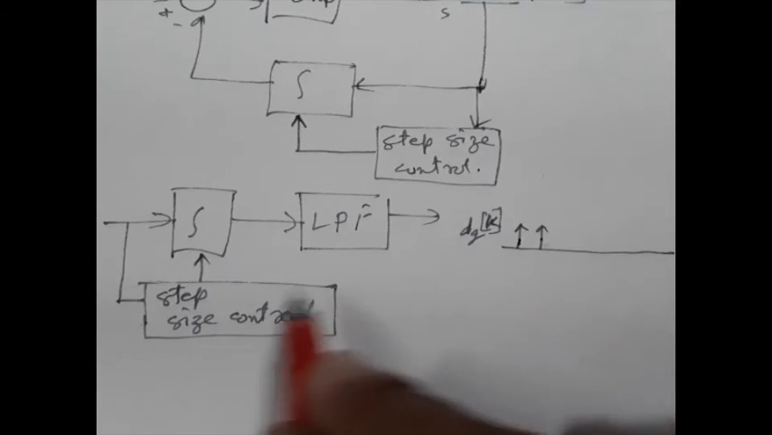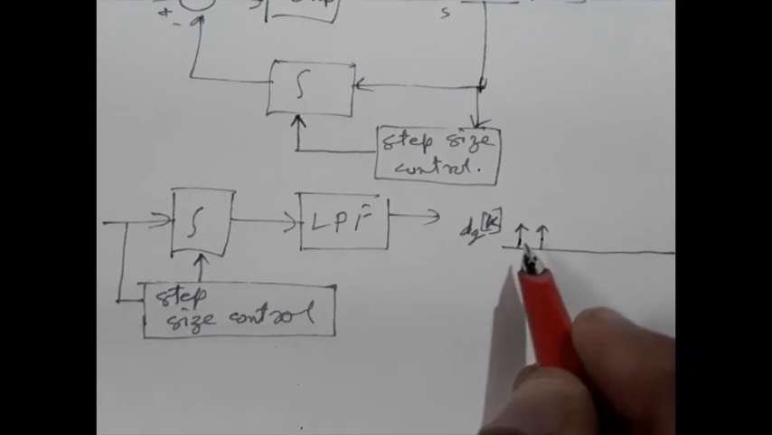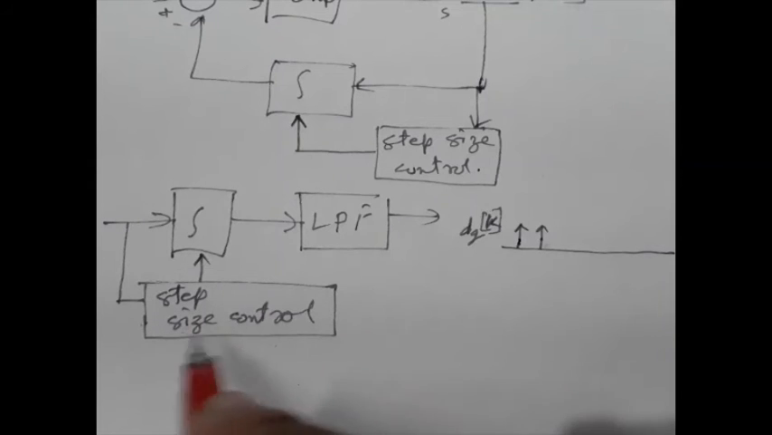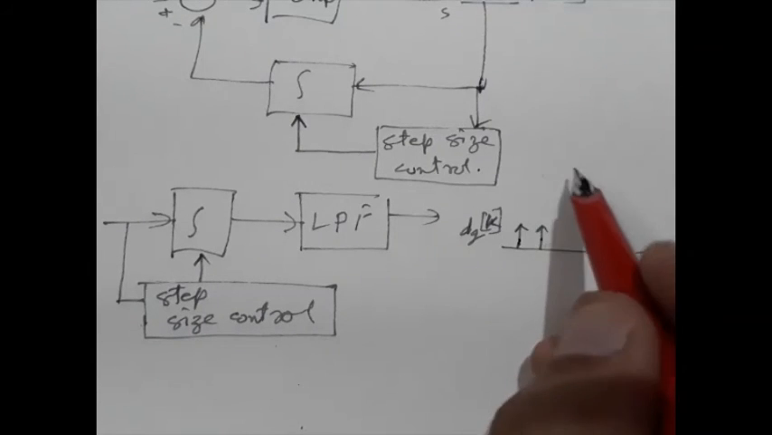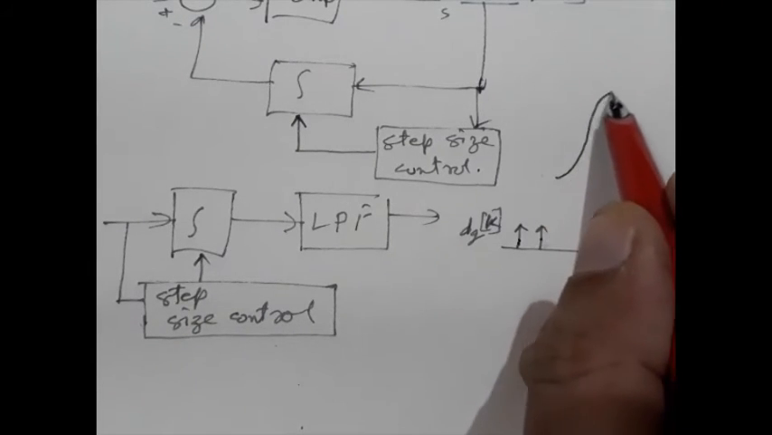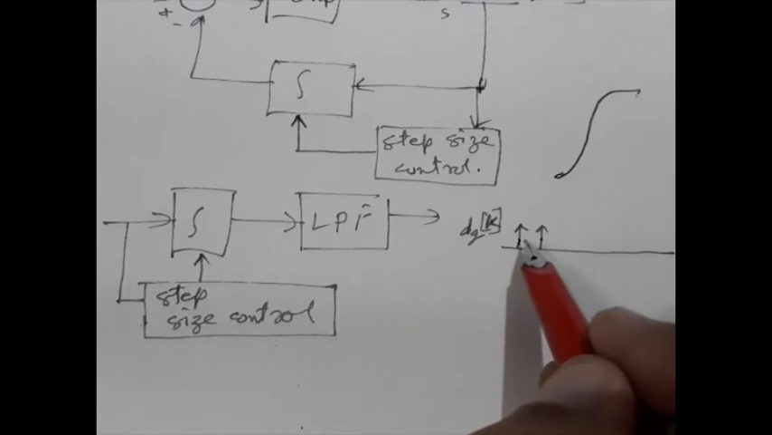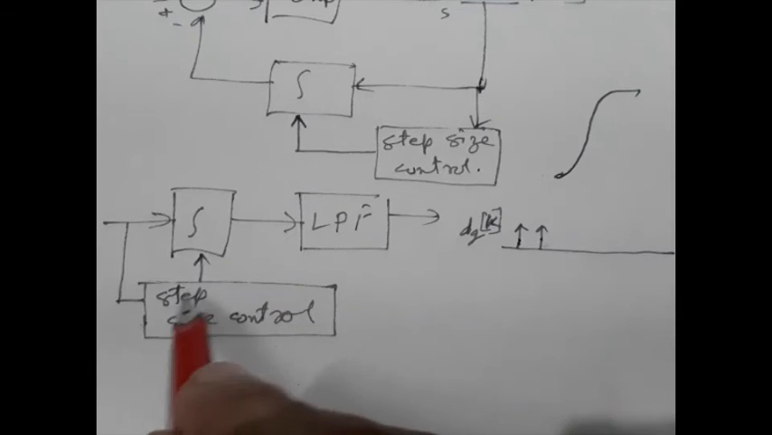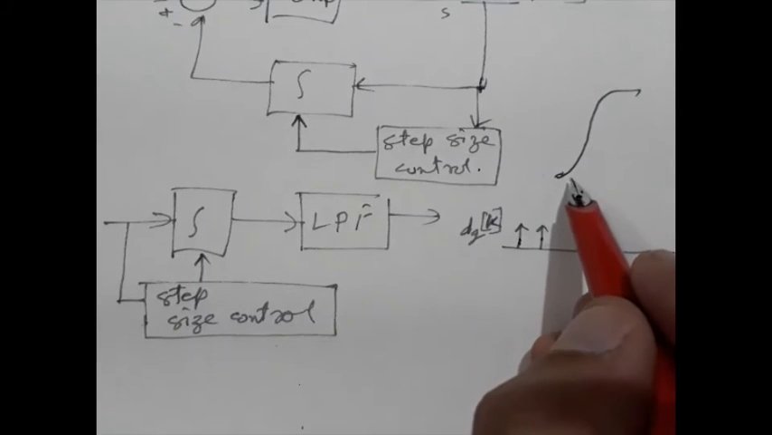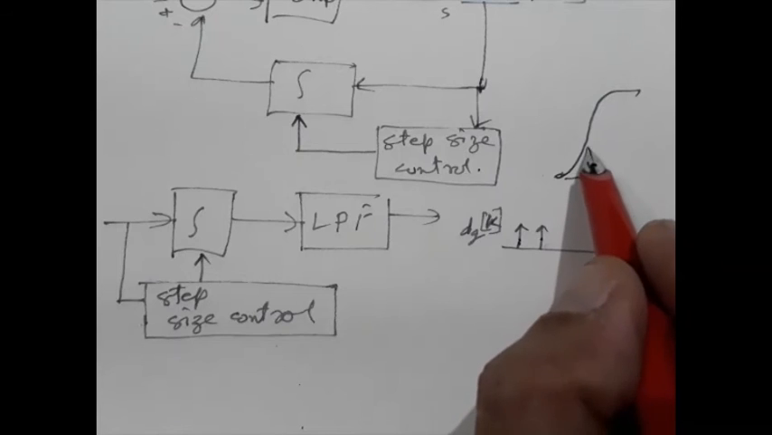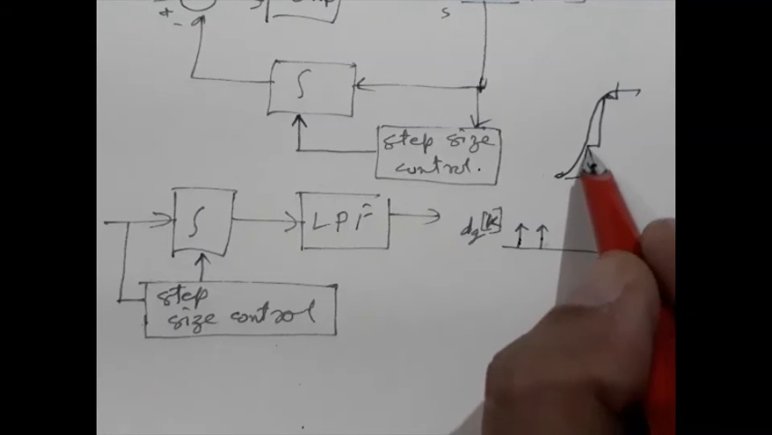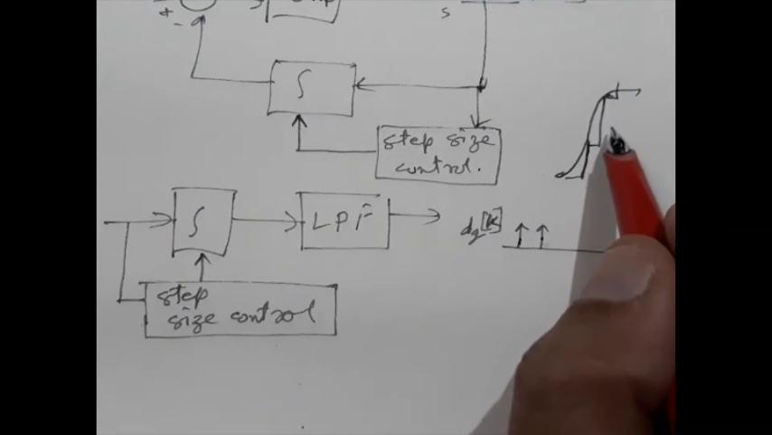And since everything is controlled automatically, when MT is increasing at a fast rate, we will get successive spikes like this, and the step size will be increased, so that the integrator output will reach the actual signal at a faster rate. So this is how the step size will vary.